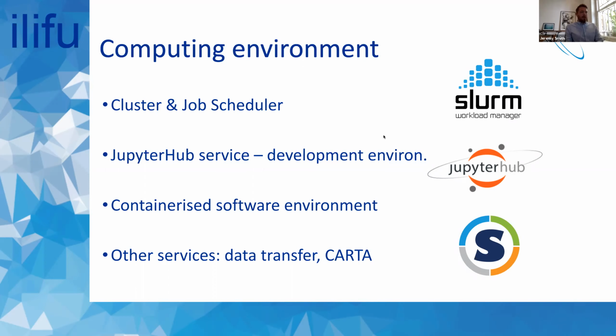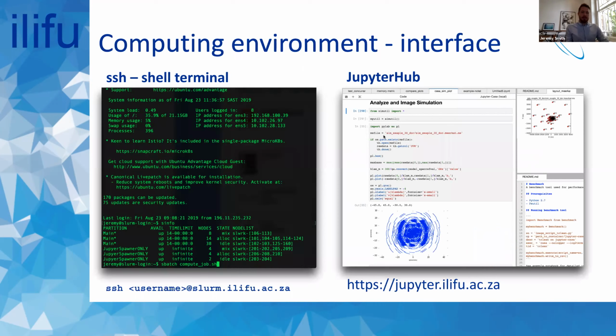So in general, users will interact with the cluster in two ways. When you sign up, you'll get a username and provide us with an SSH key, and you'll get a username and password. The way that you interact with the facility is either through the shell terminal, so you log into the SLURM login node or one of the other services via the terminal through SSH. An example is on the bottom of the slide: ssh and then your username at slurm.ilifu.ac.za. This will take you onto the login node.